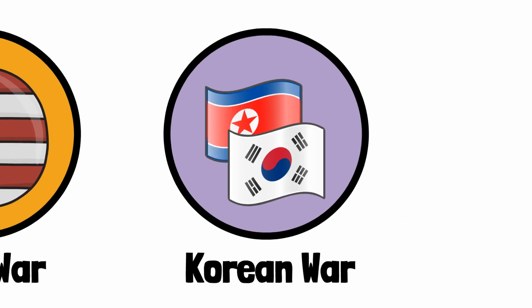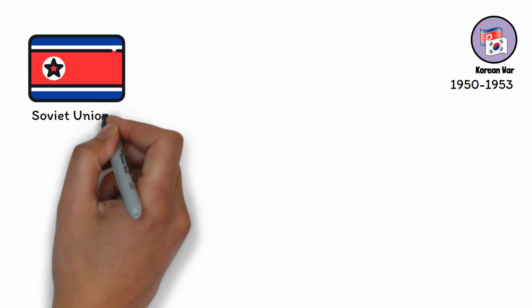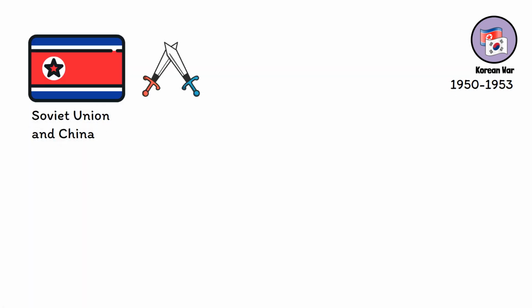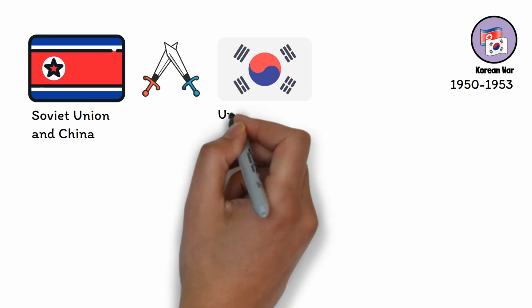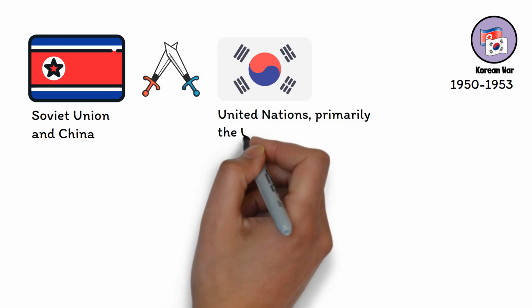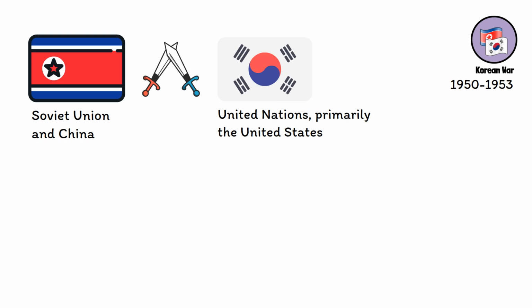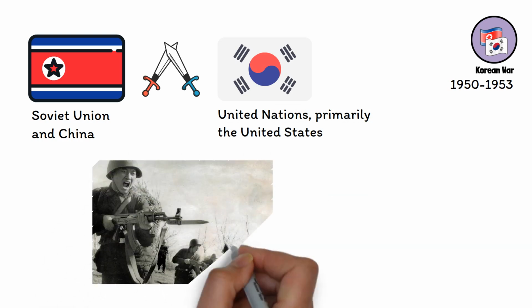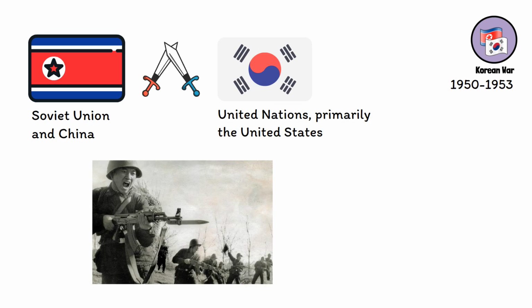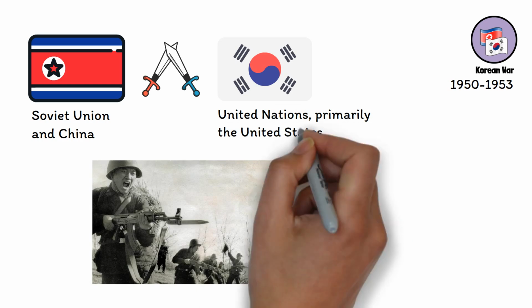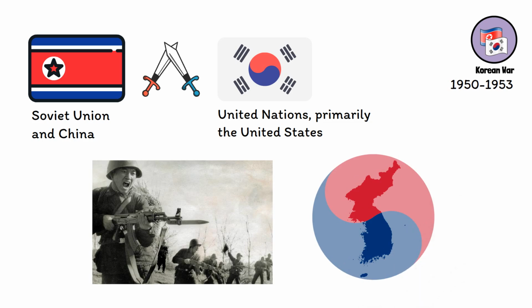4. Korean War, 1950–1953. A conflict between North Korea, supported by the Soviet Union and China, and South Korea, supported by the United Nations, primarily the United States. It started when North Korea invaded South Korea, aiming to reunify the country under communist rule. The war resulted in a stalemate and an armistice agreement, leading to the division of Korea into North and South.